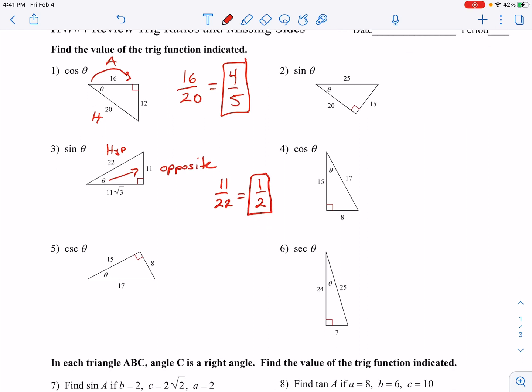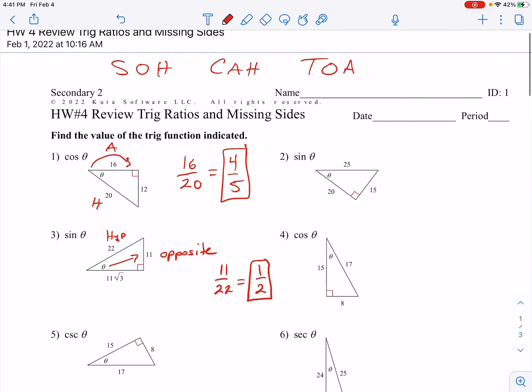Cosecant. Now cosecant is the reciprocal of sine. So if sine is opposite over hypotenuse, cosecant of an angle is equal to the hypotenuse divided by the opposite. Secant of an angle is the hypotenuse over the adjacent, and cotangent of an angle is equal to the adjacent over the opposite.